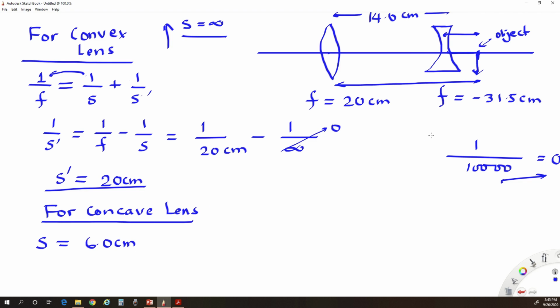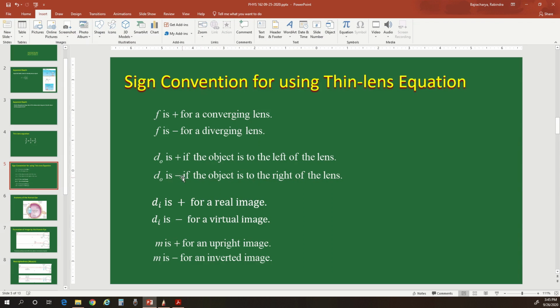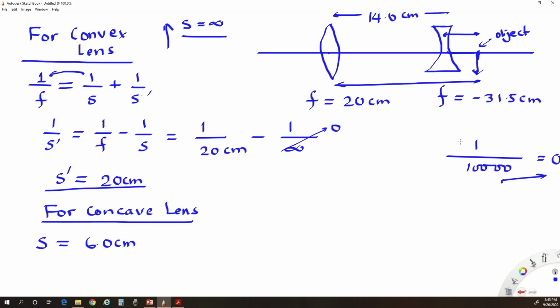Now let's go back to the sign convention. The object distance would be negative if the object is on the right side of the lens. In our case, the object is on the right side of the lens, so we need to put a minus sign for this object distance. And we know the focal length of this lens is minus 31.5 centimeters.